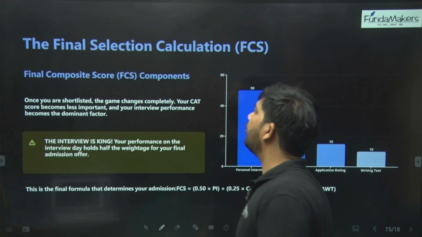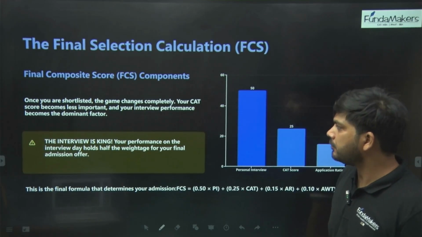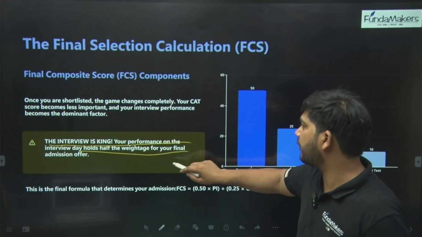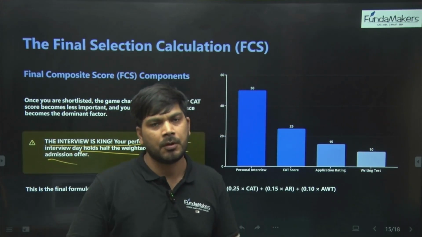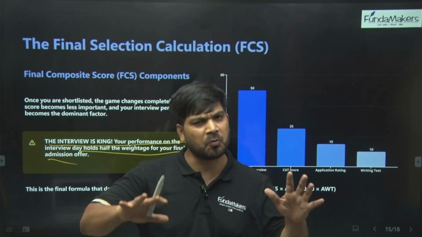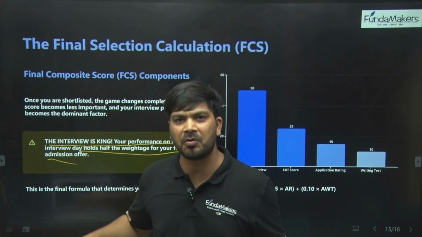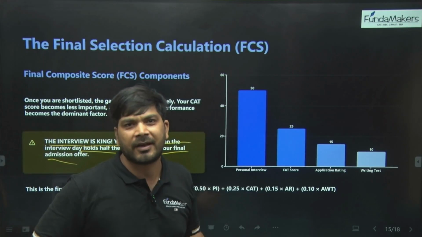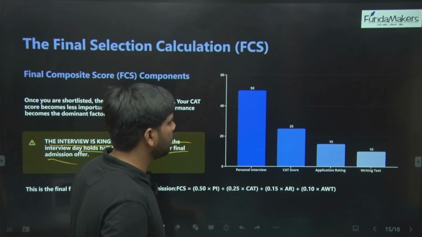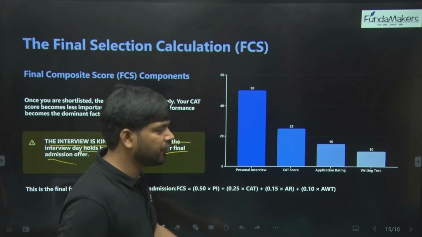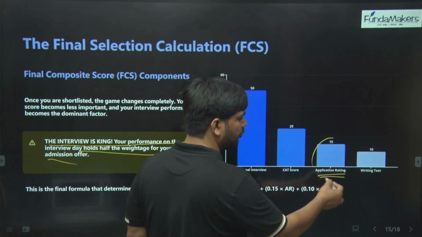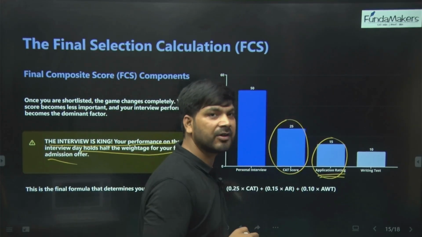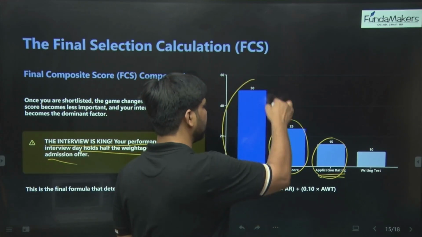And then the final composite score. You see, the interview is king. Your performance on the interview day holds half the weightage of your final admission offer. So everything, your profile, your work ex, your CAT score, your sectional cutoffs, and all the bells and whistles, right, they all drop down to a very small margin. Your application rating drops to 15% weightage in the final composite score for the selection process. 25% weightage is given to your CAT score, and 50% weightage is given to your personal interview.